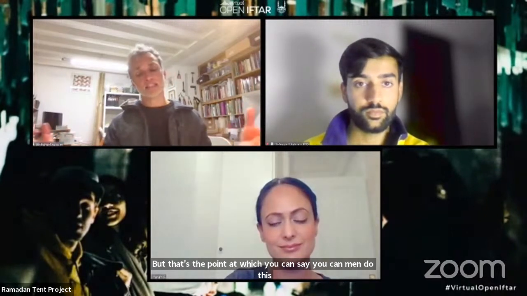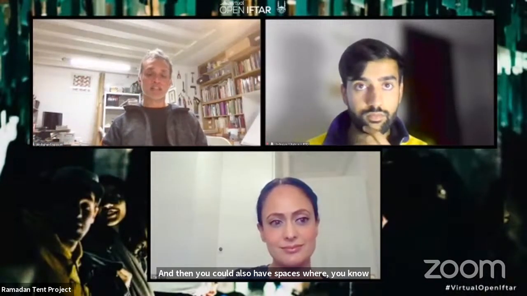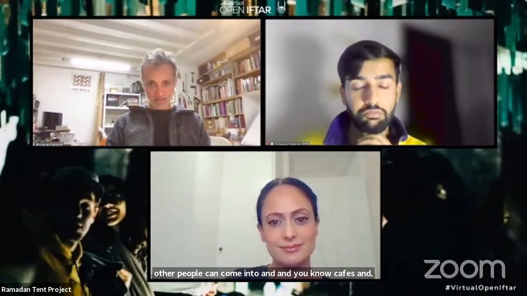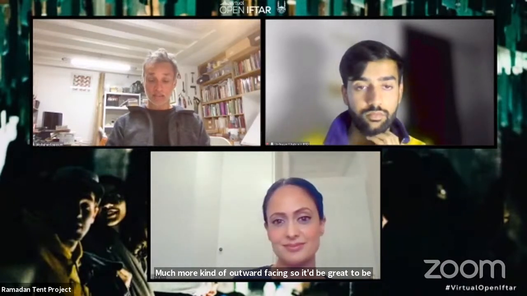And then you could also have spaces where other people can come in, cafes and exhibition spaces and community rooms and things like that. Much more outward facing. So it'd be great to be able to move towards that kind of thing, I think.